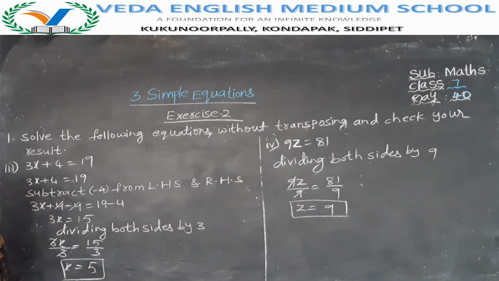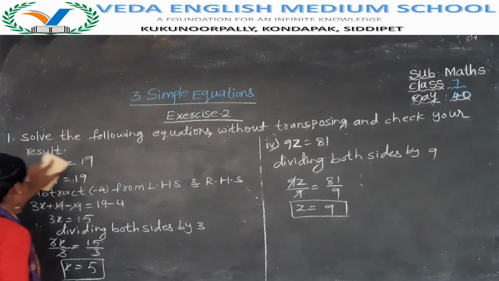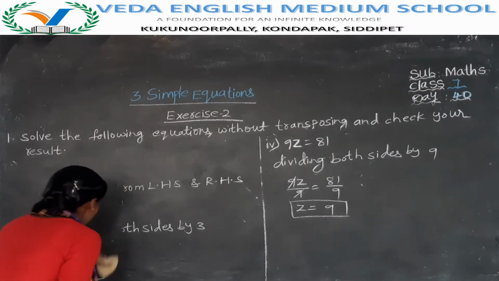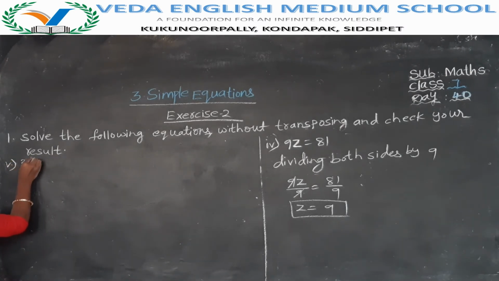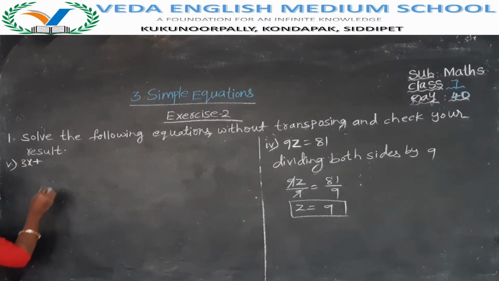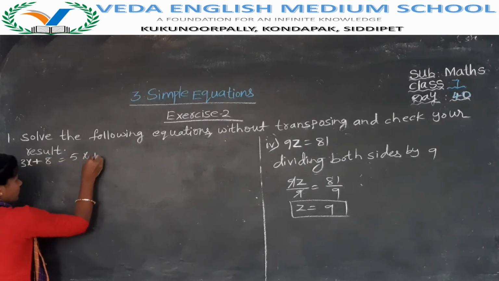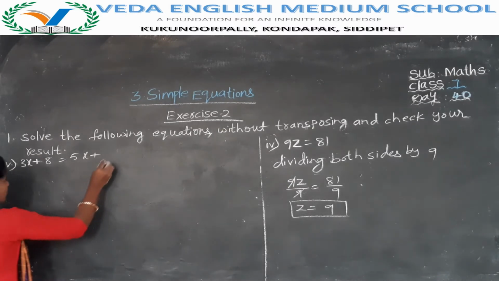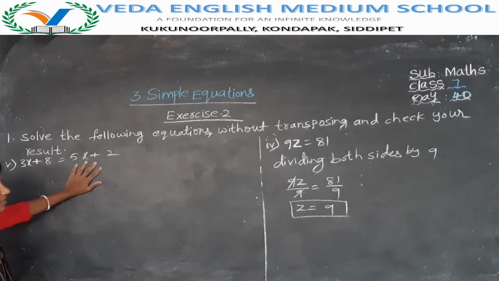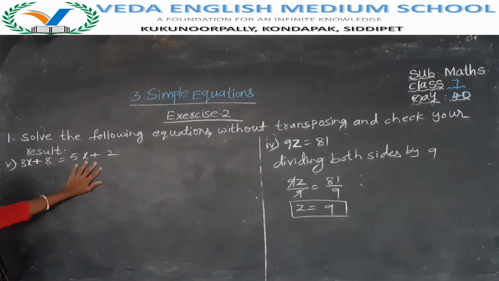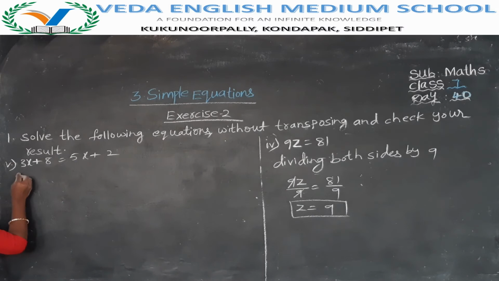Next, fifth question. 3x plus 8 is equal to 5x plus 2. Now, see. 3x plus 8 is equal to 5x plus 2. We should not transform the signs. Transforming the signs, terms. We should not transform the terms, so then what should we do? So first of all we have to remove 5x.